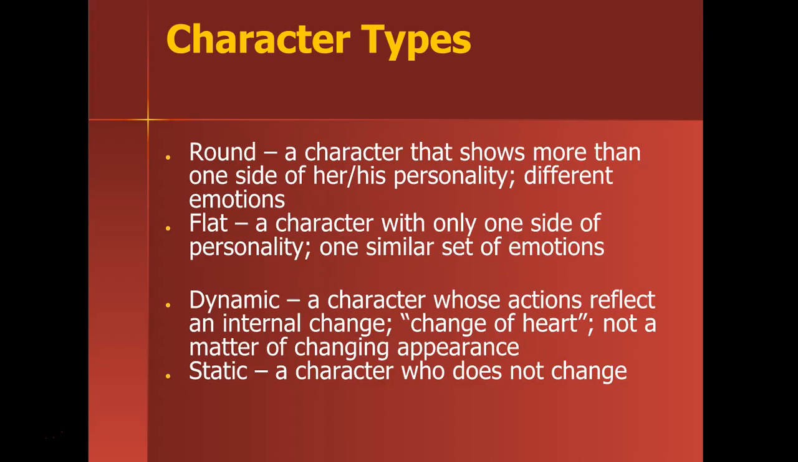Round and flat characters. Both of these have to do with the A of attitude in describing a character. So round is a character that shows more than one side of his or her personality. They're going to have different emotions. Just because, for example, someone might be a little more shy at school and more outgoing at home, that makes them round. Doesn't mean they change, it just means that they show more than one side of the personality, depending on the environment they're in.